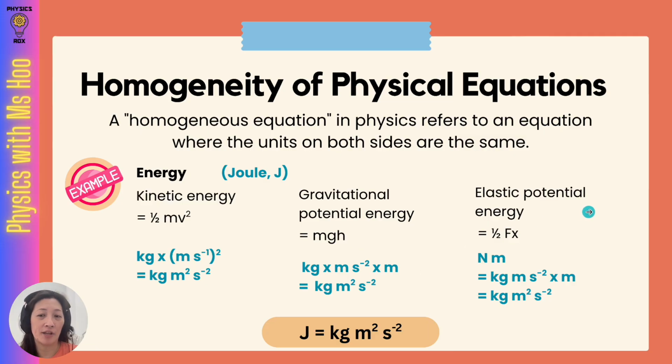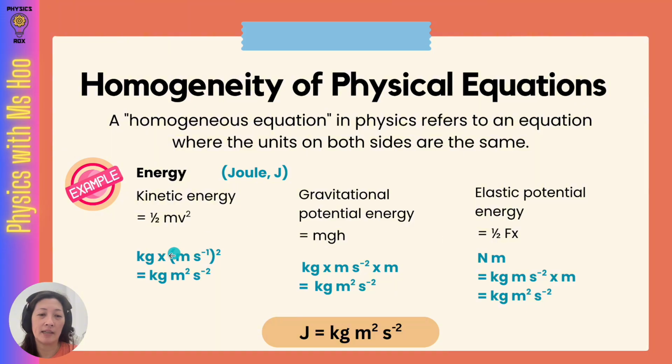For elastic potential energy, the formula is half Fx. F is force, which is Newton, and x is extension, and the SI unit for extension is meters. From this equation, we'll get the SI units as Newton meter. Now let's break Newton down into SI base units. From an earlier slide, we already know that Newton is kilogram meters per second squared. So we multiply this with meters, giving us kilogram meter squared per second squared.